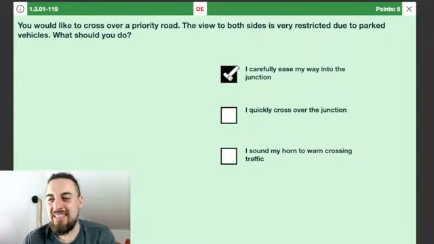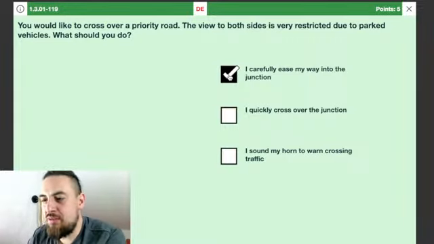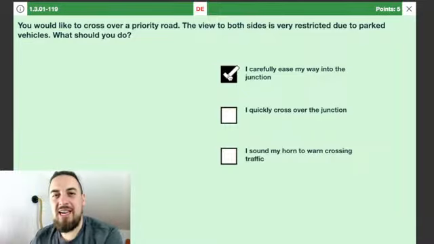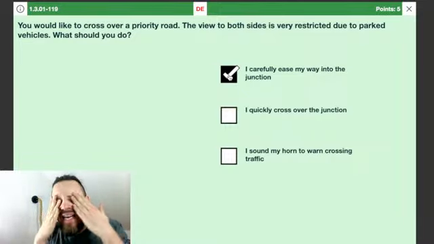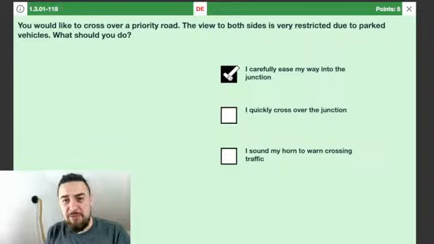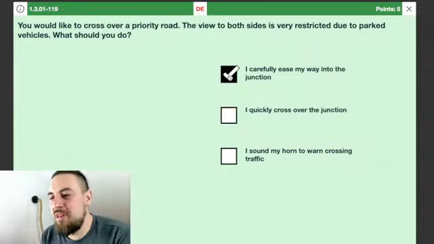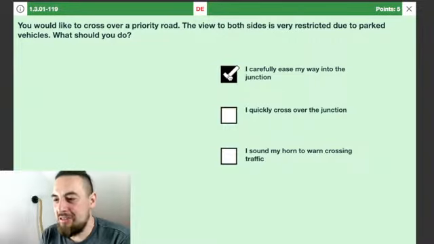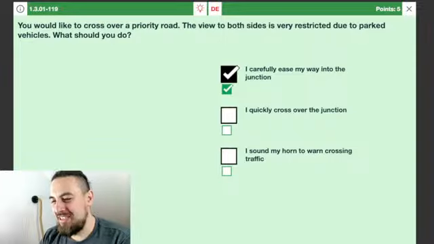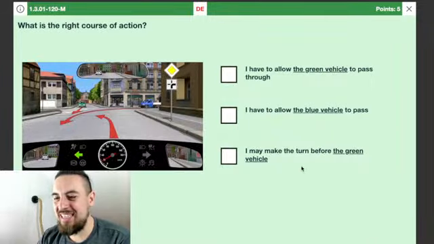Nice, exactly. Why? Because crossing quickly over the junction is like closing your eyes, you can't see anything, and then just pass through and hope that nothing happens, which is not the right conduct. And I sound my horn to warn crossing traffic. That would be the Mexican style, but not good for German traffic. So I'm from Mexico, actually. And that's why it's just the first one. All right, nice. You made it correct.